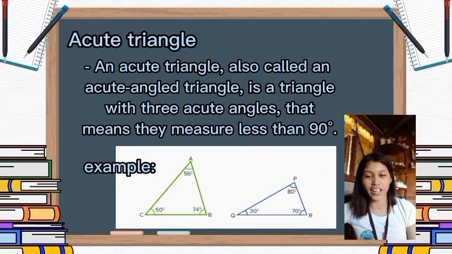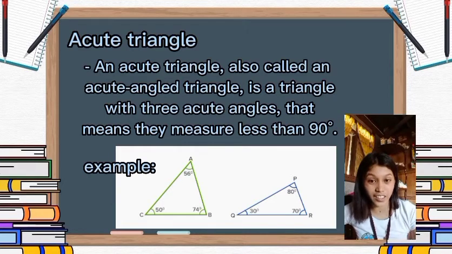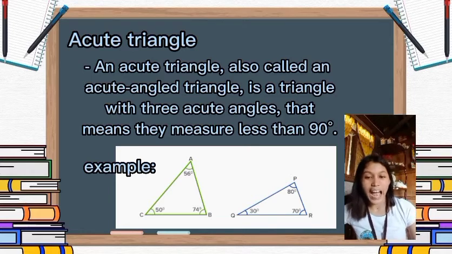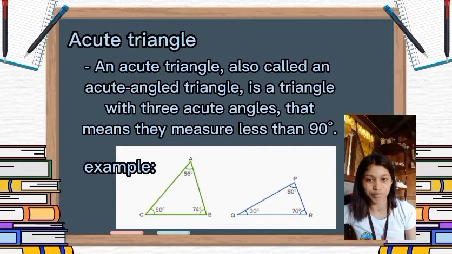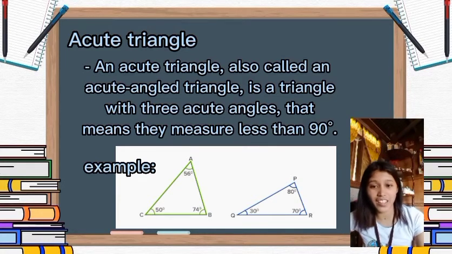Another example of an acute triangle ABC: angle A is composed of 50 degrees, angle B of 60 degrees, and angle C of 40 degrees. So that angle is called an acute angle. The measurement of every angle is less than 90 degrees. In the example, angle A is 56 degrees, angle B is 74 degrees, and angle C is 50 degrees. So all the angles in the triangle are less than 90 degrees.